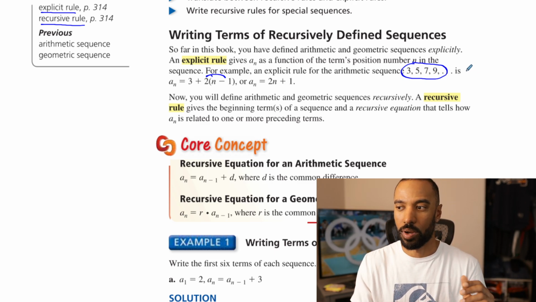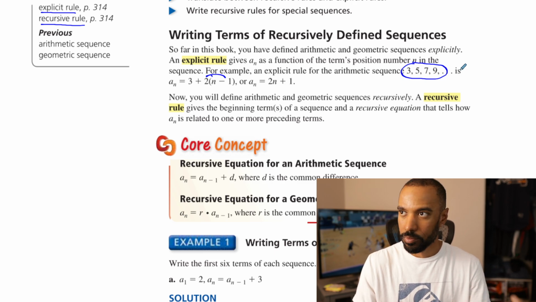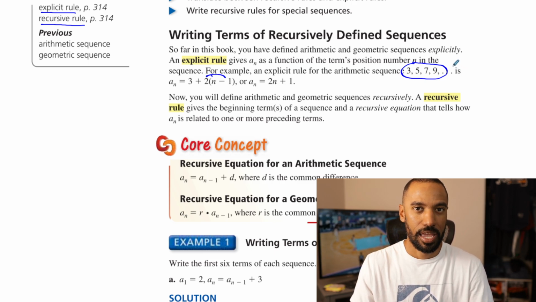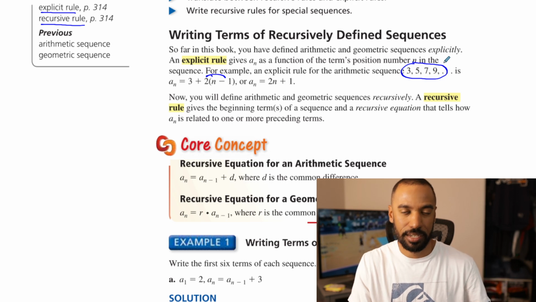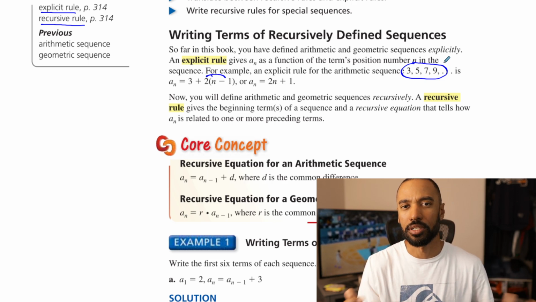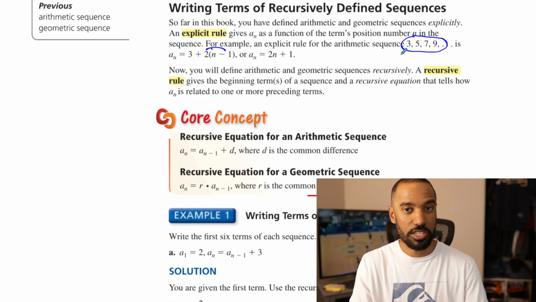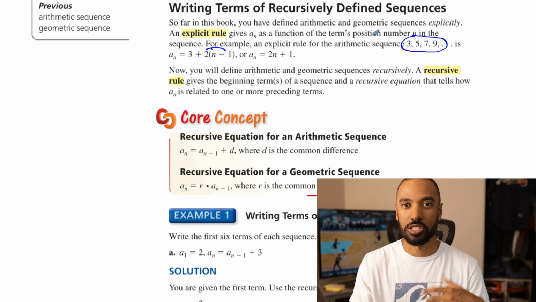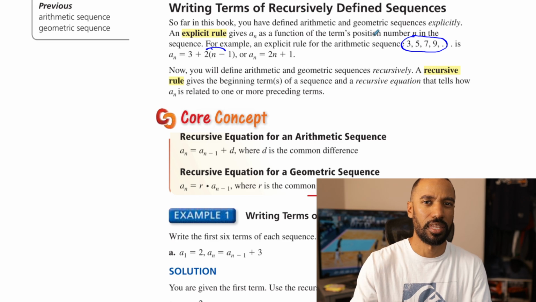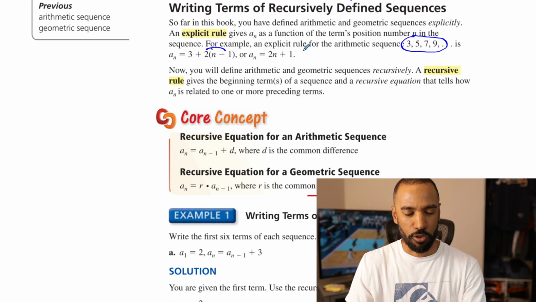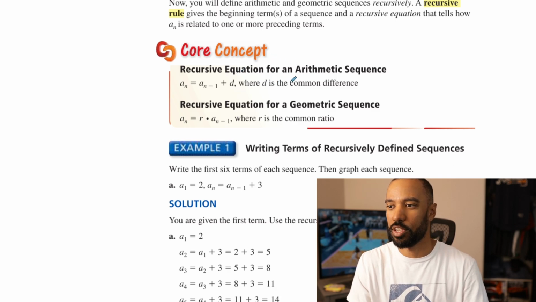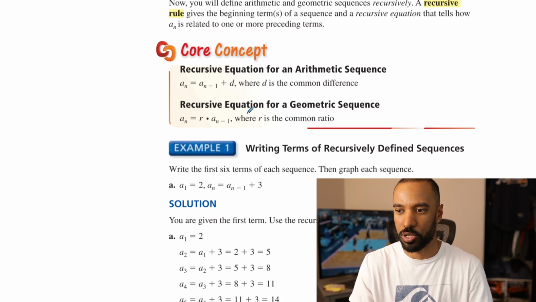So if I wanted to find the 100th term using recursion, I would need to know the 99th term. If I knew the 99th term was 199, then you add 2 to that one. So that's kind of what recursion is. That's the easy part about it. The hard part is the part where people have trouble coming up with the appearance of the formula, and they're right here. The recursive equation for arithmetic sequence and geometric sequence are right here.